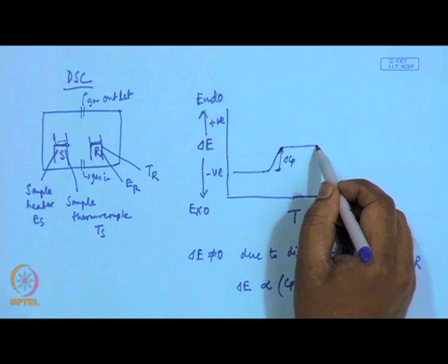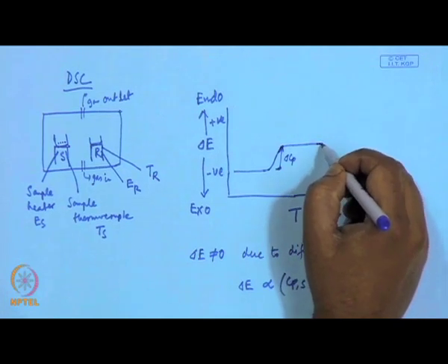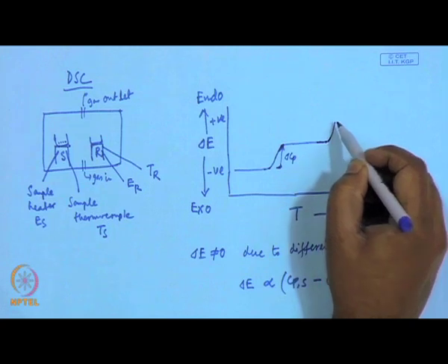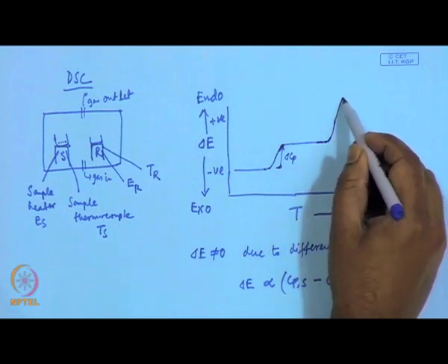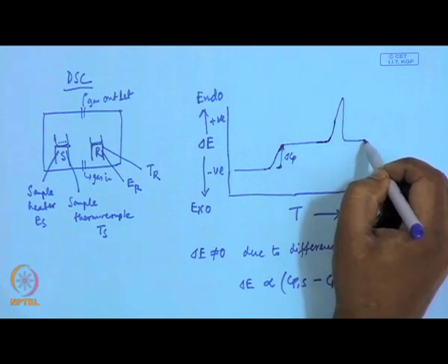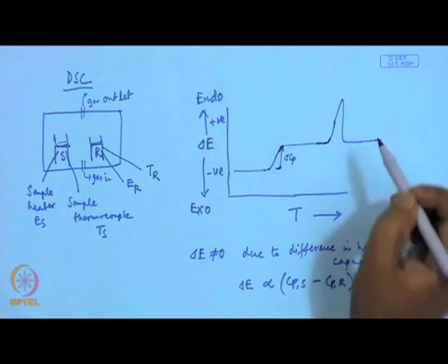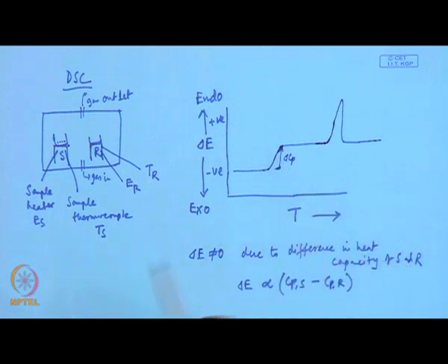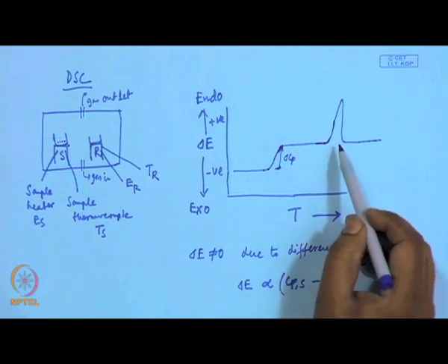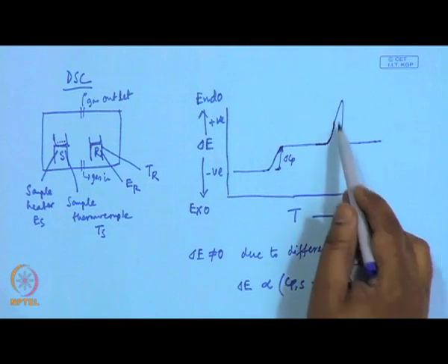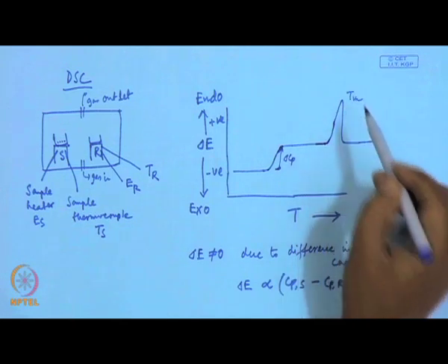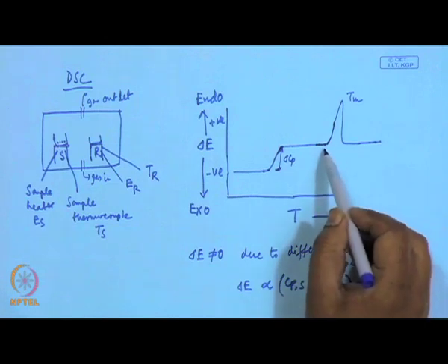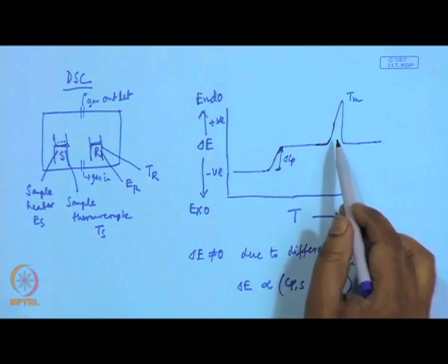Now, if we increase the temperature further, now if you continue heating, a time will come when this polymer sample will undergo melting, and you get a peak corresponding to the melting point of the polymer. So, you get a curve like this.